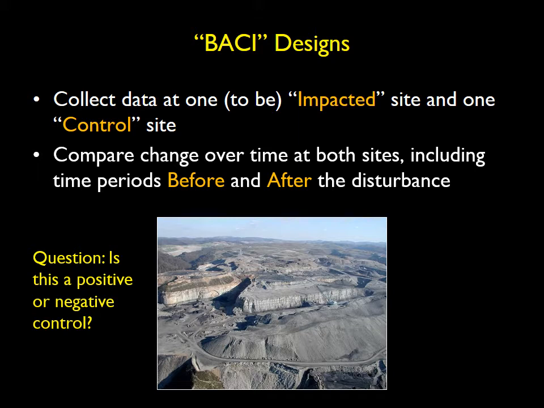So in the last lecture, we talked about the idea of a positive control being a site that represents the condition that you would hope your restored site will achieve, whereas a negative control represents the degraded state that you're hoping your restored site will rebound from. So a question for you, if in a BACI design like this, if we're looking at restoration as being the impact that a site will experience, the question is, is this an example of a positive or a negative control?